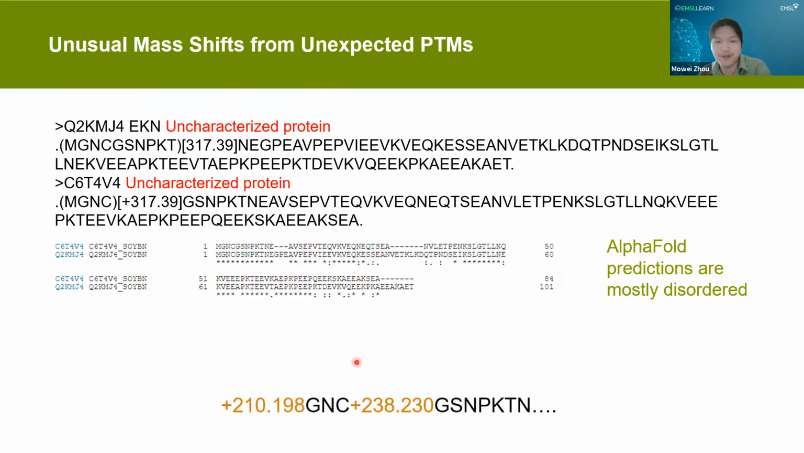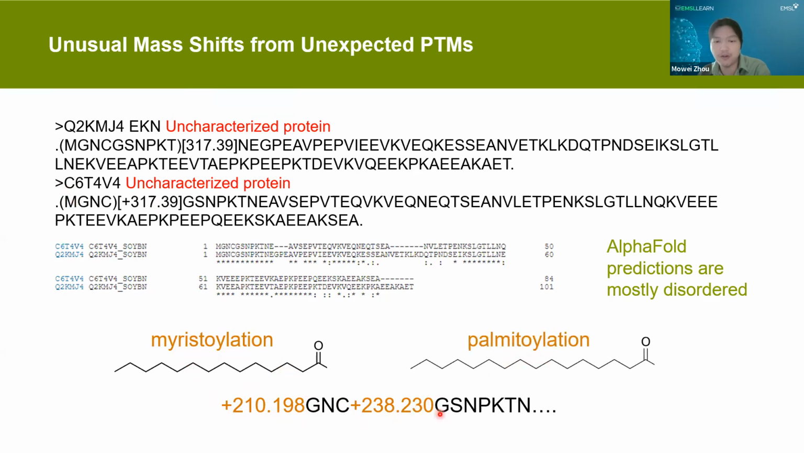And when James figured this out, he was so excited and was telling me, I figured out what this is. He was saying that this methionine is actually not there, which is totally expected. So there is a 210 Dalton mass shift here, and then there's a 238 Dalton shift here. And now we can actually match these masses. The first one is the myristylation, a lipid modification at the N terminus. The other one is the palmitylation, which adds on the cysteine residue.